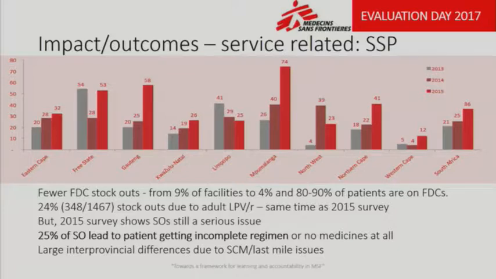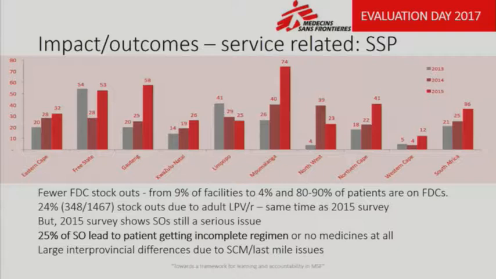And also in the 2015 survey, at that point in time, there was the Lopinavir-Ritonavir stockout crisis. That was at the same time, and that accounted for about a quarter of the 36%, which would have dropped it down to 25. So you need to drill down into data to understand it, but I'll come back to that point later. But what it does show is that stockouts are still a serious problem, and that 25% of stockouts did lead to patients getting incomplete or no medicines at all.